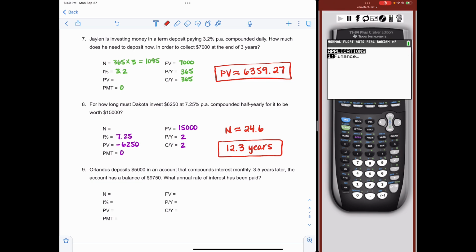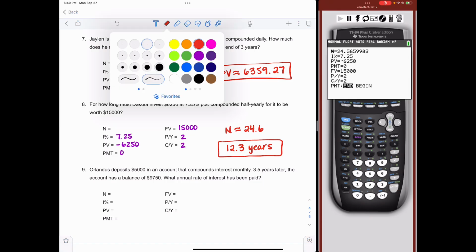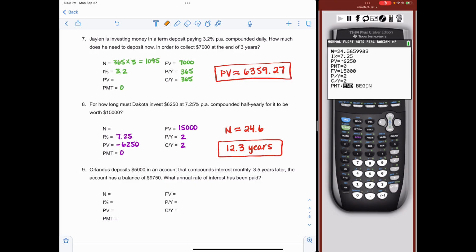All right. So I'm going to go back to my TVM solver for number 9. So number 9 says Orlandis deposits $5,000 into an account. So that means his PV is a negative 5,000 because he deposited or gave that money away. He doesn't have it anymore. And he says it's going to be compounded monthly. So that's 12 times a year for 3.5 years. So if we do 12 times 3.5, we end up getting that is 42 total periods.